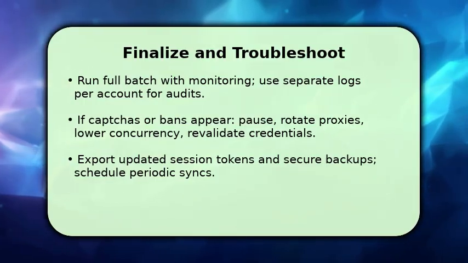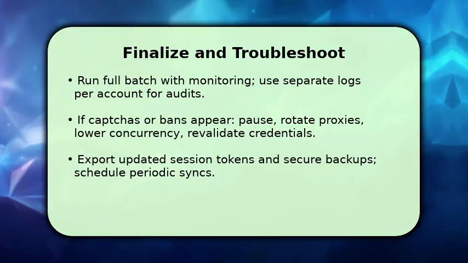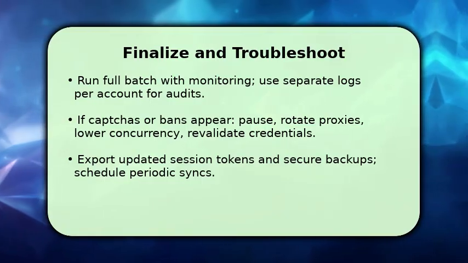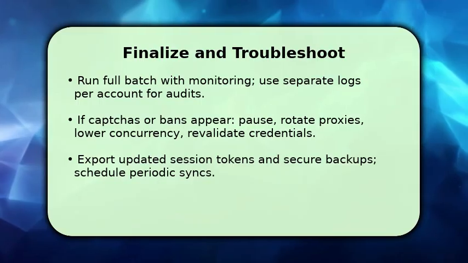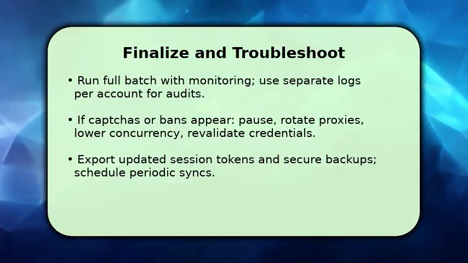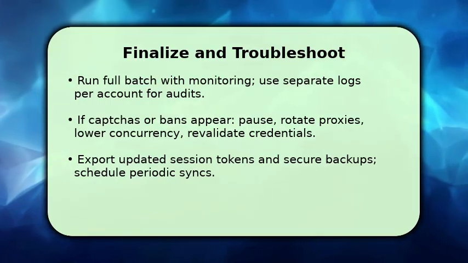If you hit CAPTCHAs or temporary bans, pause the run, rotate proxies, lower concurrency, and revalidate problem accounts to prevent cascading failures. Once accounts complete tasks, export session tokens and backup updated credentials securely so you can restore sessions fast.